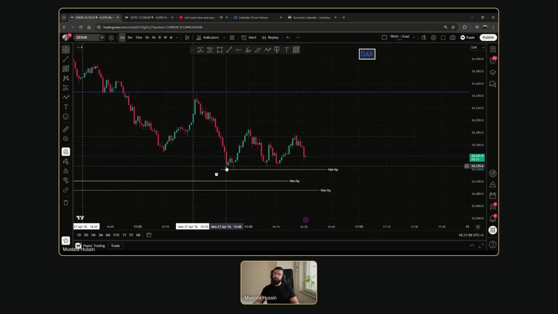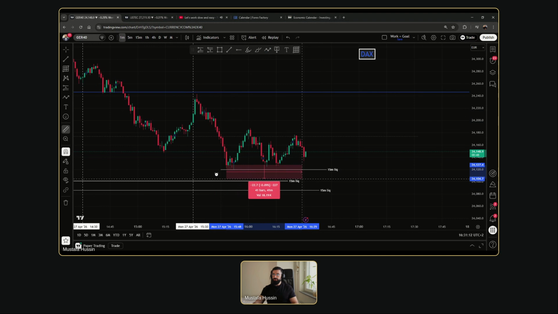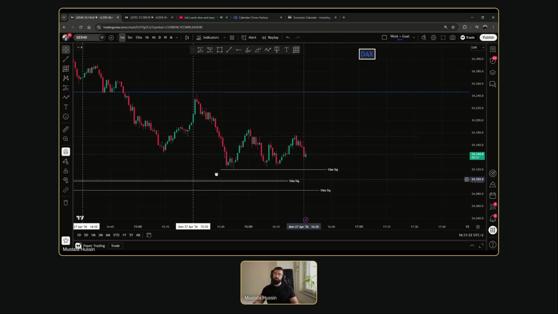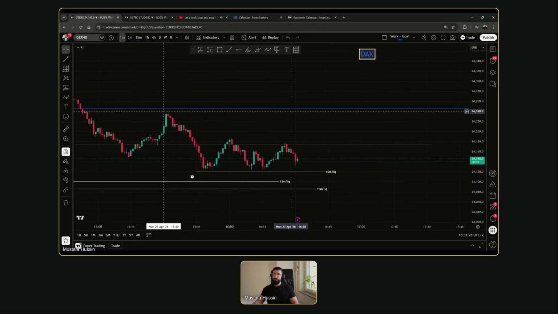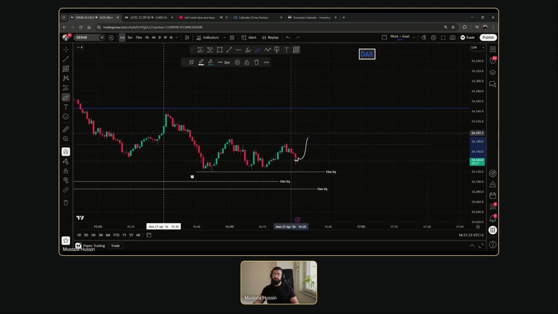The liquidity sweep happened at this area right here, which is 42 minutes ago. Is it still valid to take the trade from a liquidity sweep that happened 42 minutes ago? No, not really. But it can still react, continue to the upside, take out some liquidity areas right here.